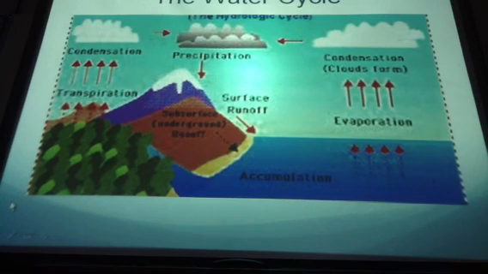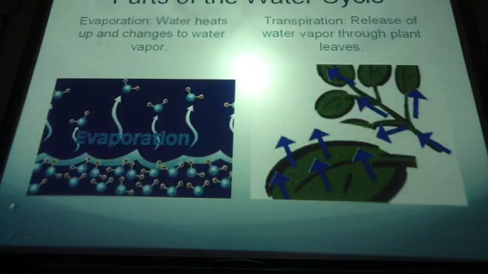We also are trying to learn about the water cycle. And here are the parts of the water cycle. So there's evaporation. This is when water gains heat energy, heats up, and changes to water vapor. So it goes from liquid to gas.